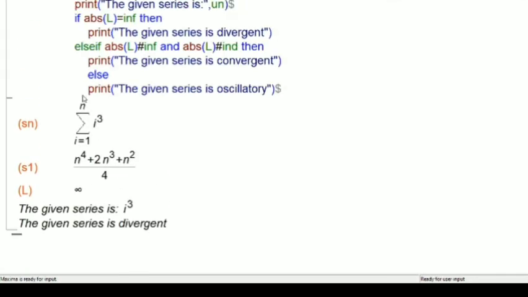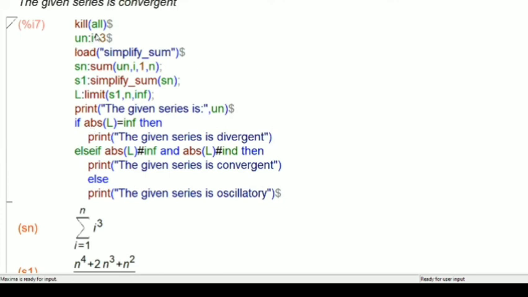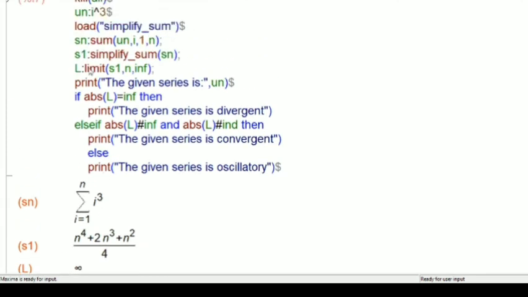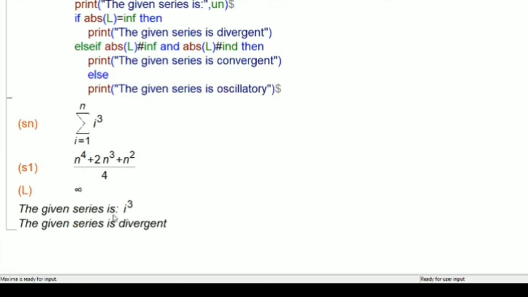Yes, see here. What was your un? i cube. So Sn is summation i from 1 to n of un, that is i cube, for the sum of first n terms. It simplifies and the simplified answer is stored in S1, that is n to the power of 4 plus 2n cube plus n square by 4, which is nothing but n square into n plus 1 whole square divided by 4. Then it finds the limit of this and stores it in L. So your L is infinity.